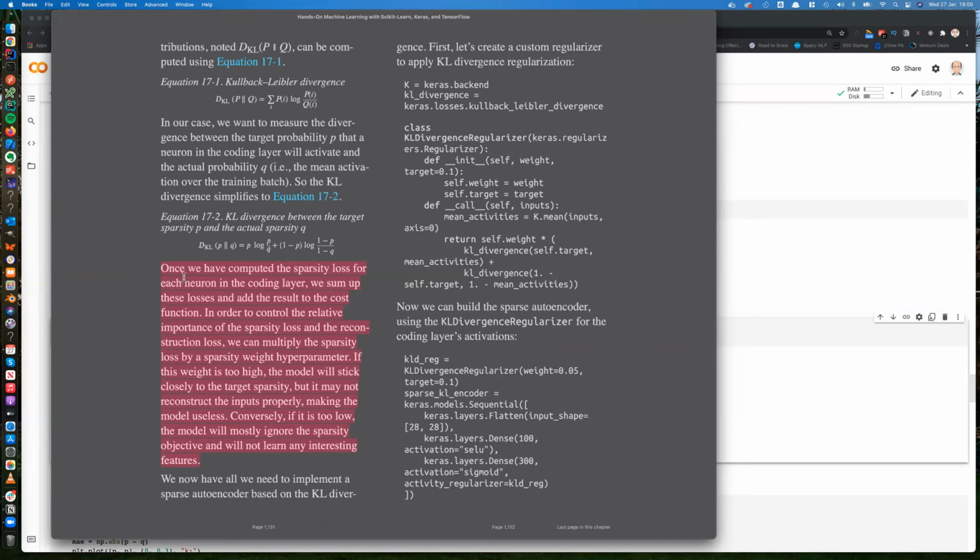Okay, so it says once we have computed the sparsity loss for each neuron in the coding layer, we sum up these losses and add the result to the cost function. In order to control the relative importance of the sparsity loss and the reconstruction loss, we can multiply the sparsity loss by a sparsity weight hyperparameter. If this weight is too high, the model will stick closely to the target sparsity, but it may not reconstruct the inputs properly, making the model useless. Conversely, if it is too low, the model will mostly ignore the sparsity objective and will not learn any interesting features. So yeah, there's an interesting hyperparameter that you can use to control how much it learns. And there's some code related to the KL regularizer.